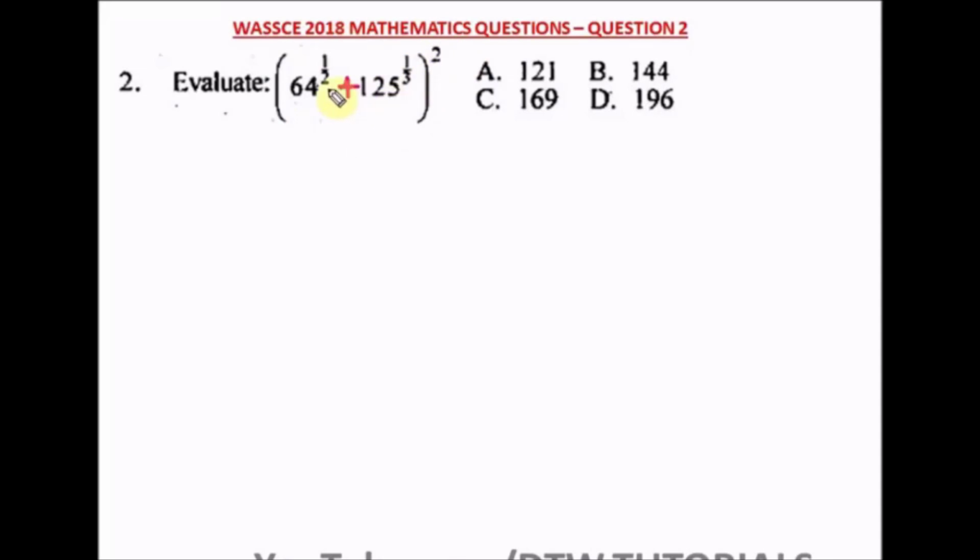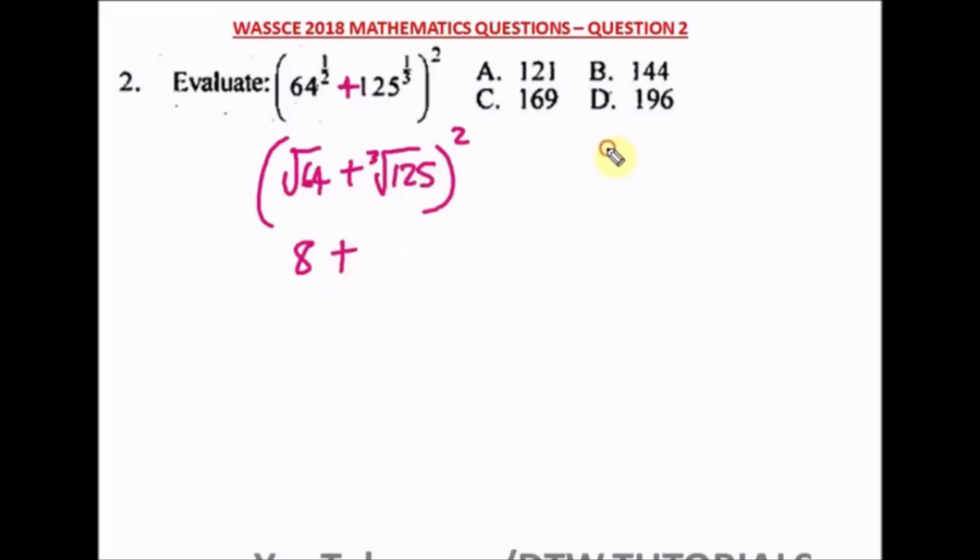Let's solve what's in the bracket first. 64 raised to the power half is what? That's the square root of 64, plus 125 raised to the power 1 over 3. That is the cube root of 125, okay, raised to the power 2. And what is the square root of 64? We have 8, because 8 times 8 is 64. Plus, what's the cube root of 125? It should be 5, because 5 times 5 is 25, and times another 5, we are going to get 125. So we have 5 here.